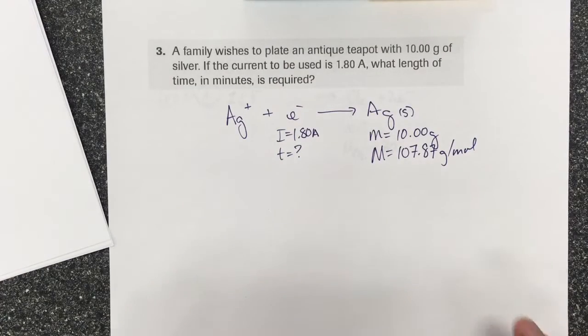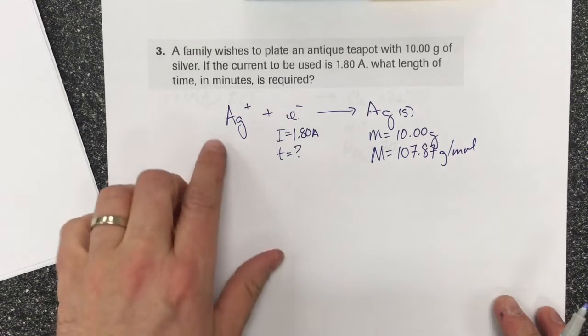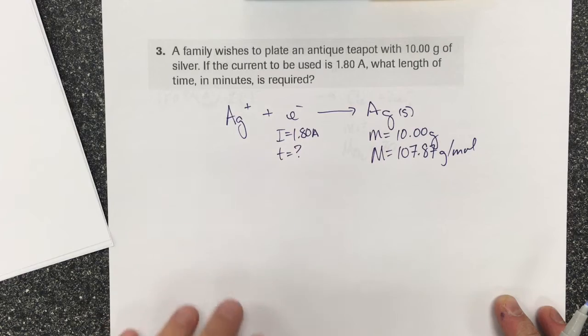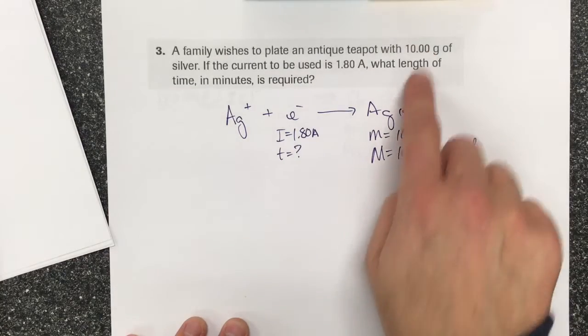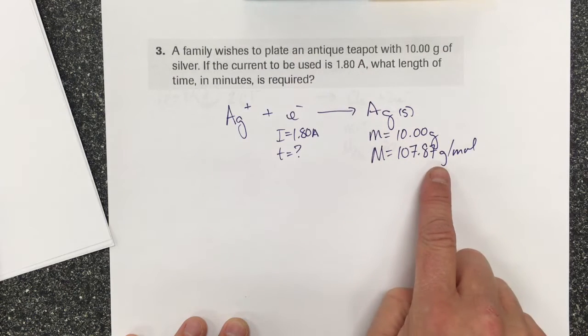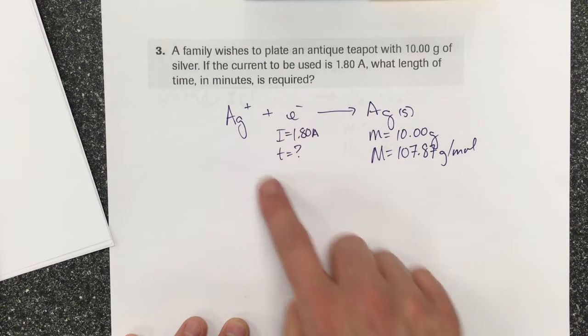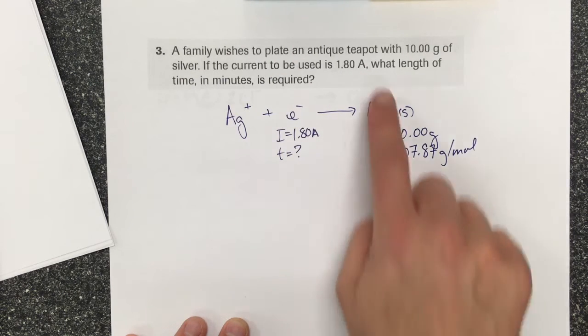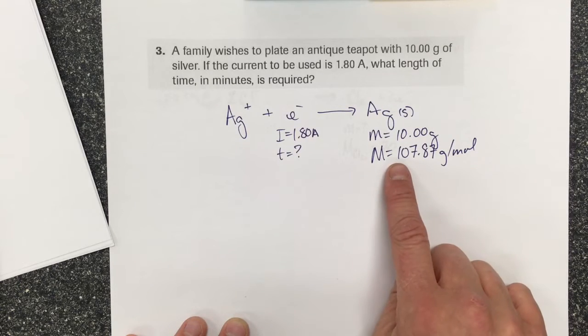This is another cell stoichiometry question. This time they are electroplating silver, so silver ions are becoming silver solid. They want to plate 10 grams using 1.80 amps. So they want to get that. How long does it take? What length of time in minutes is required?